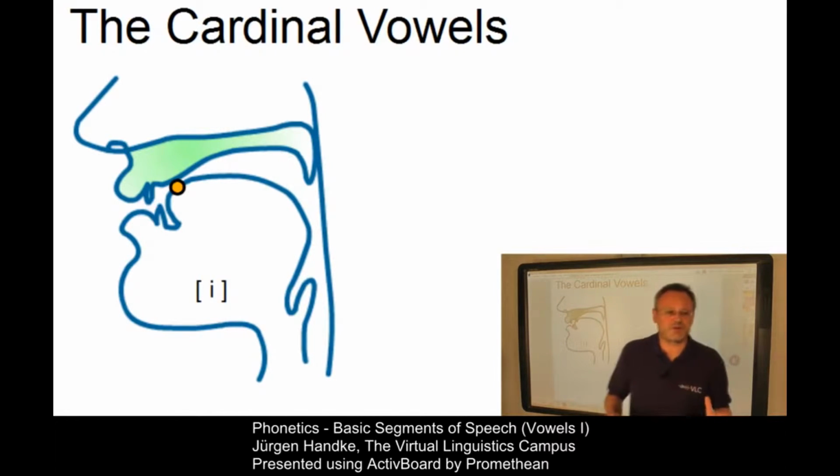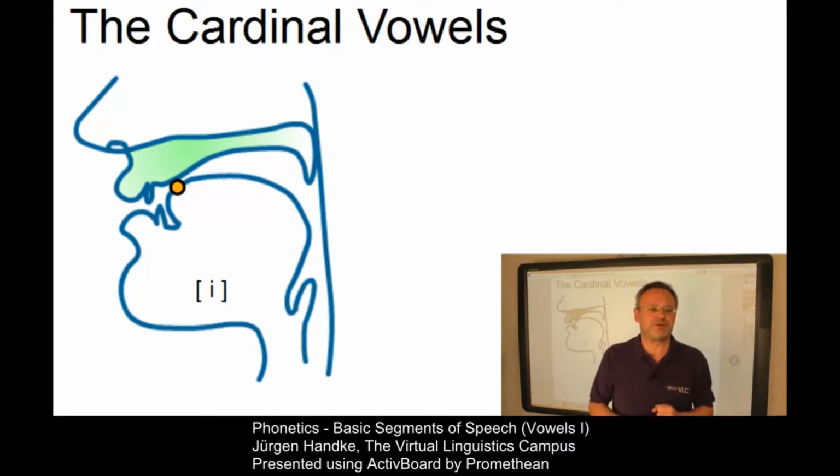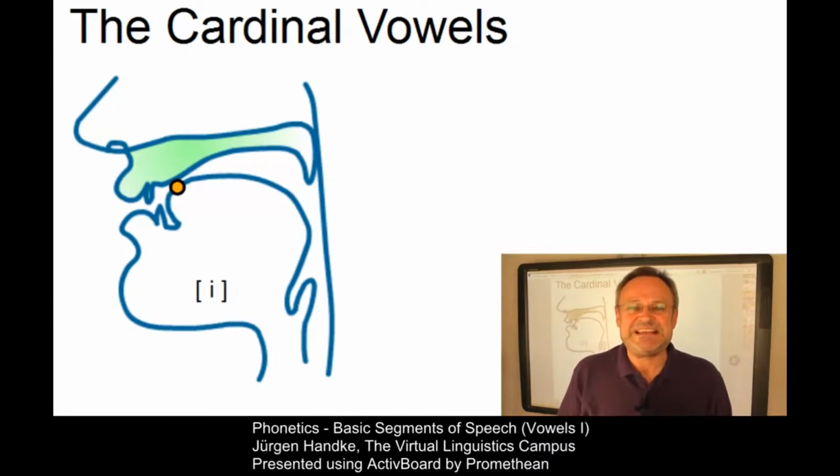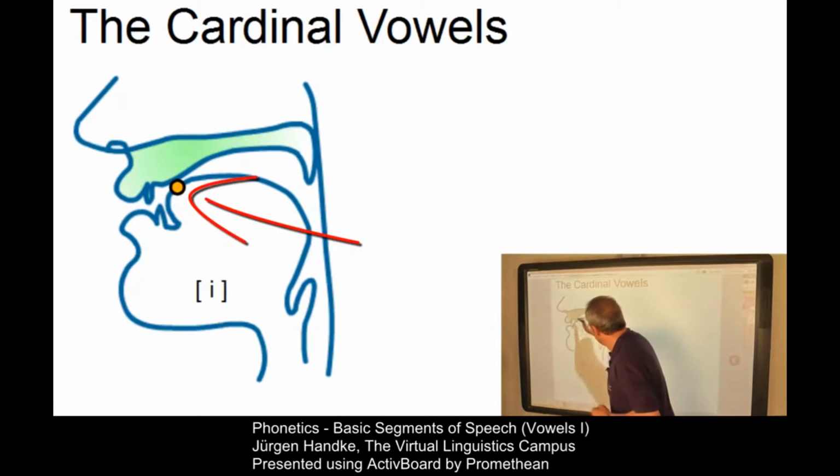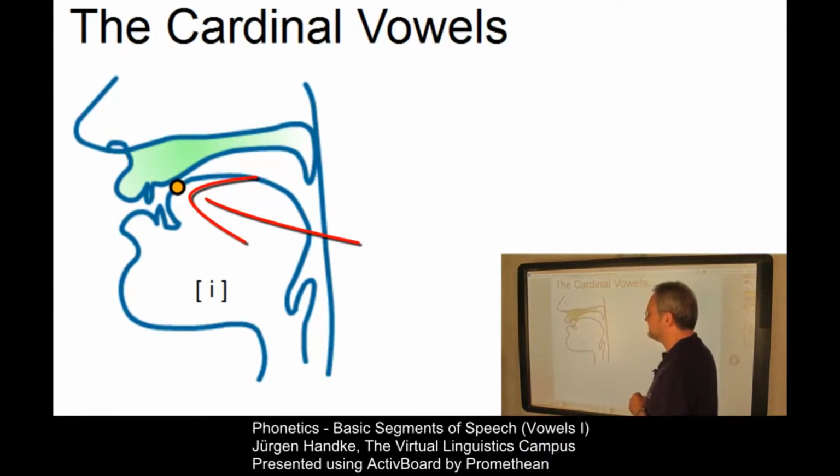First of all, there's a vowel that involves the highest possible tongue position in the mouth and the most front quality. Here it is: E. Now this is the highest sort of E I can produce. And here is the place where the narrowing occurs.